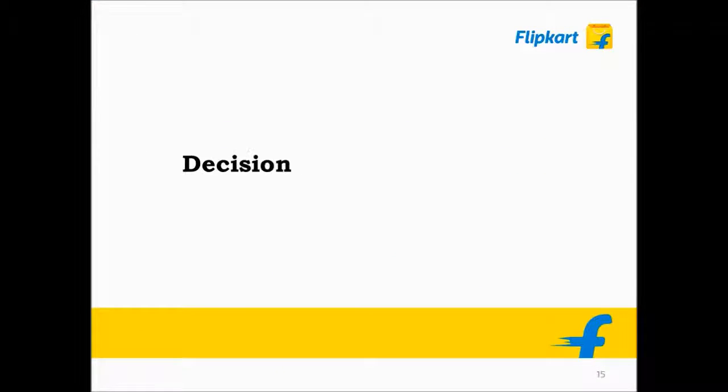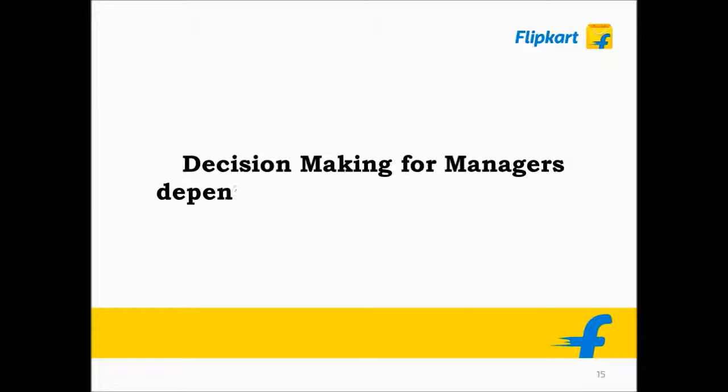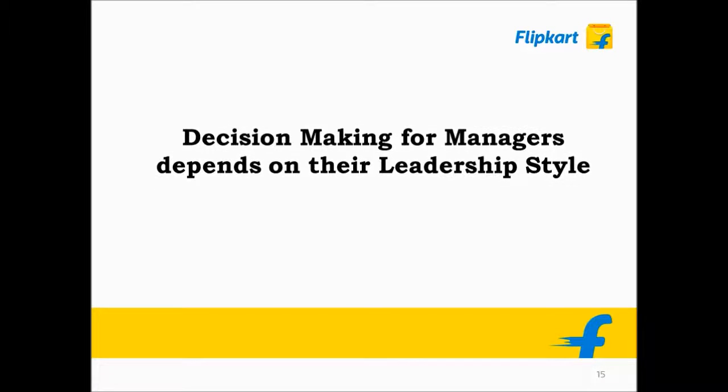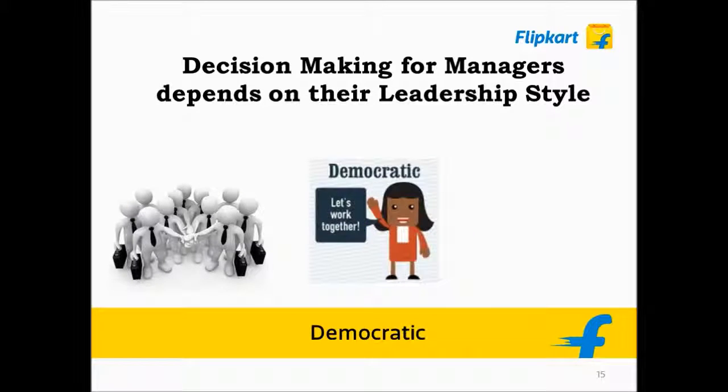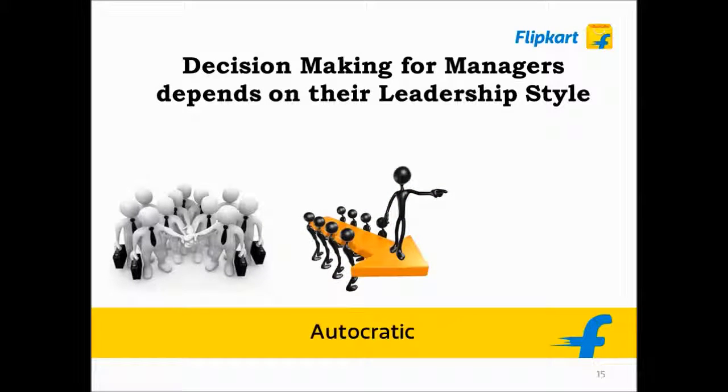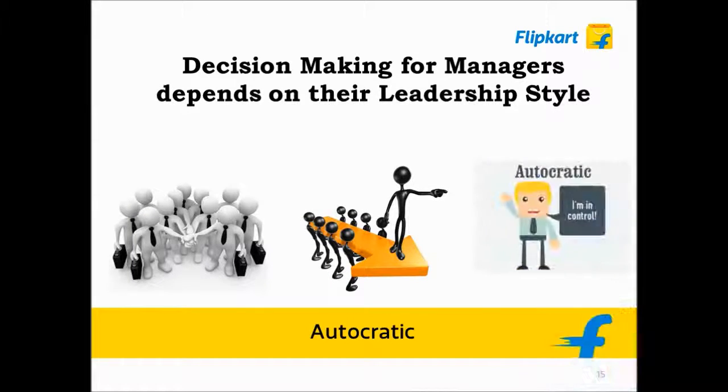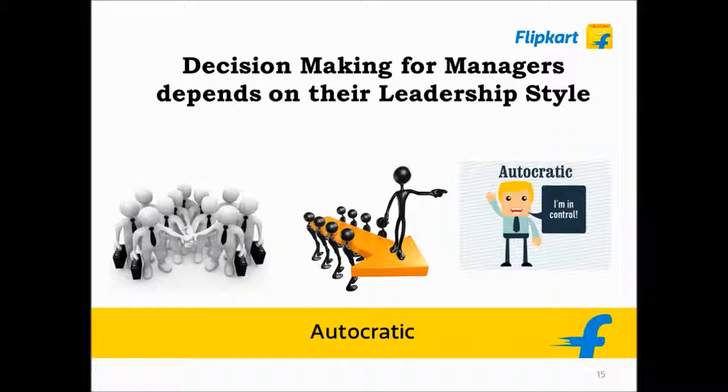Decision-making for managers depends on their leadership style. There are 3 major styles of leadership. 1. Democratic. In a democratic style, the manager allows the employees to take part in decision-making, therefore everything is agreed upon by the majority. 2. Autocratic. These styles vary in the level of team participation, but in both you make the decision. Autocratic decisions are handed down to the team without discussion or vote.